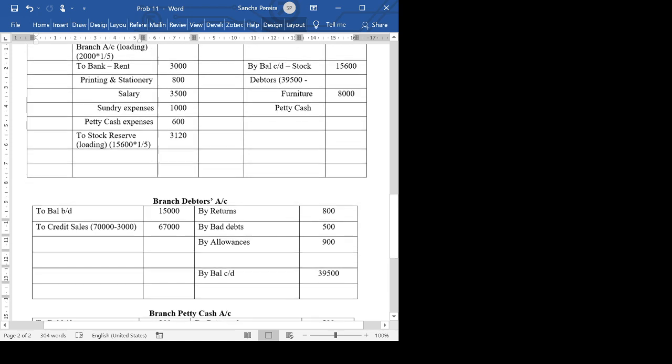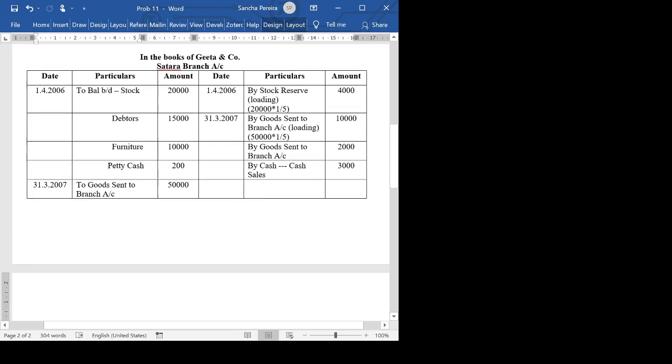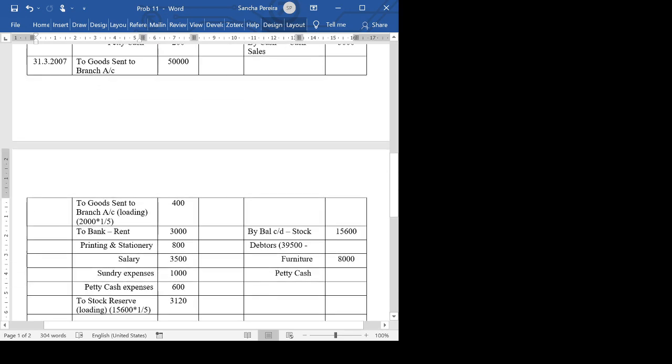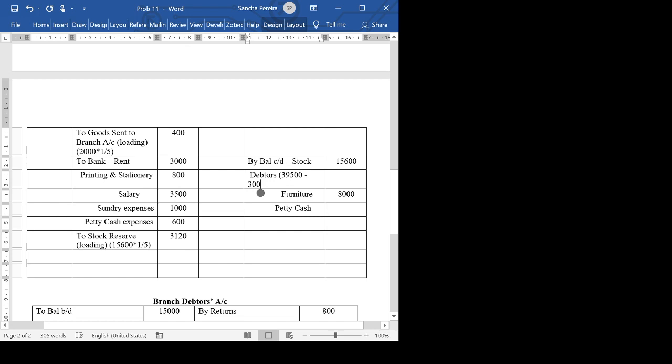But where will I show RDD? RDD is a provision that is being made by the head office that so and so amount of the debtors may turn bad. So when we are showing the closing balance of debtors, what are we trying to find out finally in this branch account? We are trying to find out the profit. So we are trying to be very conservative. We are trying to make provisions for all possible probable future losses. That's why we show RDD and we minus it from the closing balance in the branch account.